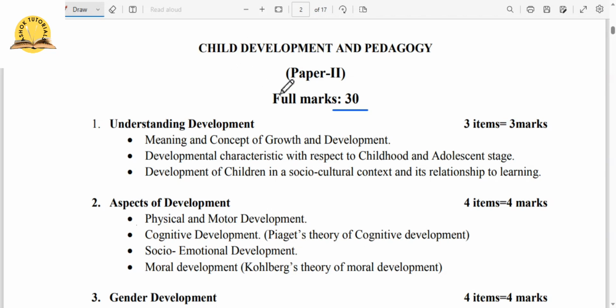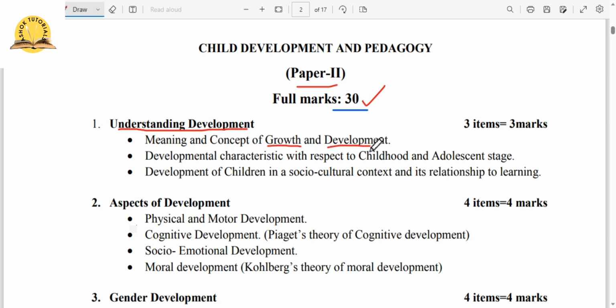So child development and pedagogy will be for 30 marks for paper 2 as well as paper 1. So here we are talking about paper 2, so let us keep our focus only on paper 2, right? Here there are different units like understanding development. So what is development? In understanding development, we'll be learning about the meaning and concept of growth and development. All right, what is growth and what is development?